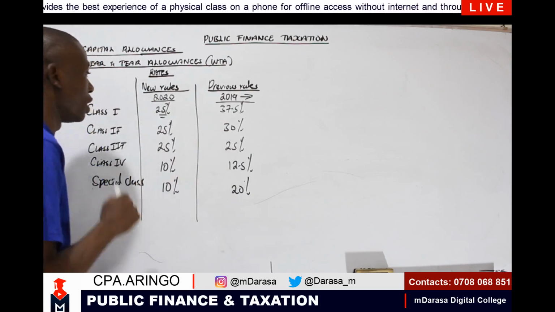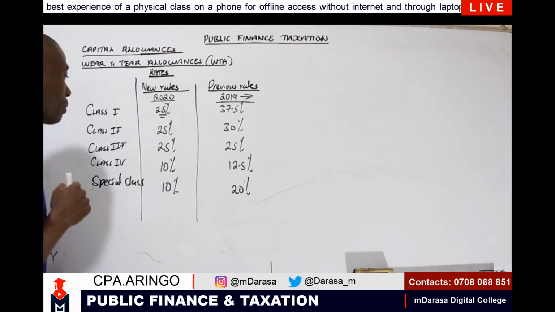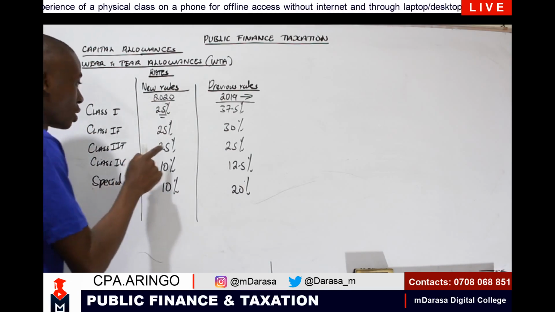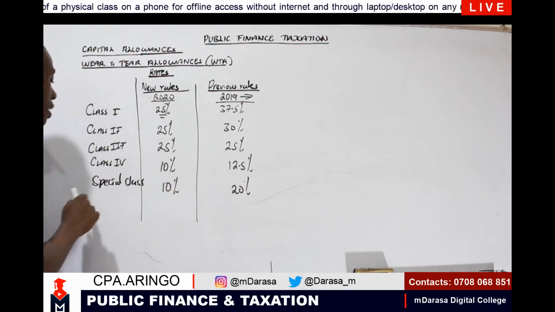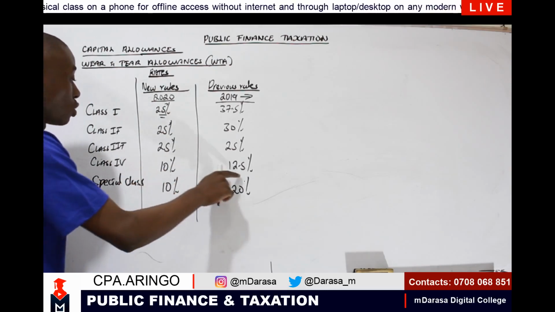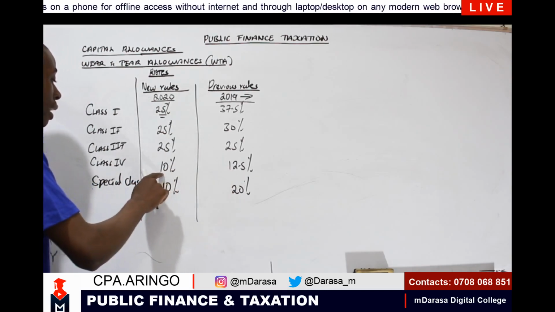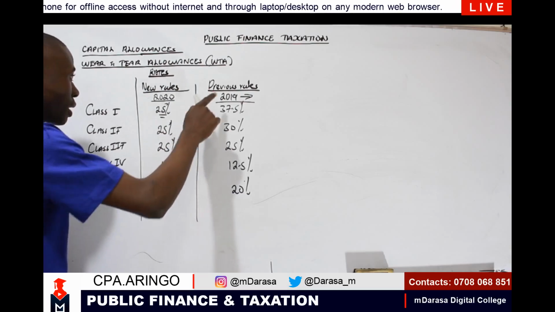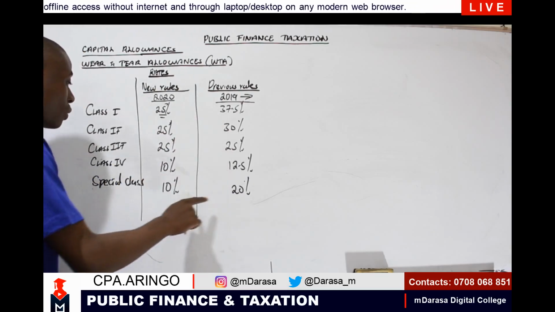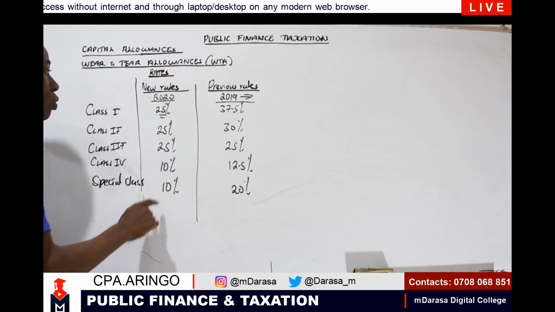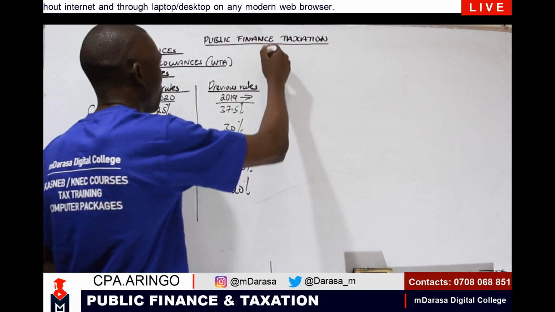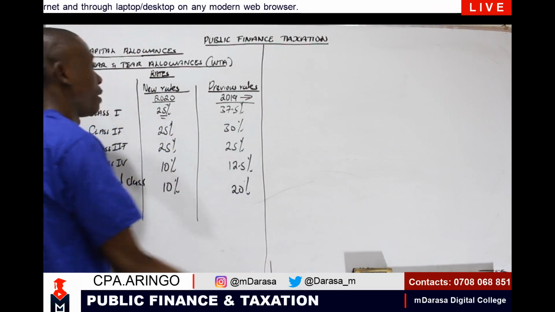Initially, it was 30%. Class 3, it was 25%, which has remained the same. Class 4, we had 12.5%. Now, it's 10%. In 2019, special class, we had it at the rate of 20%. Now, it's at the rate of 10%.